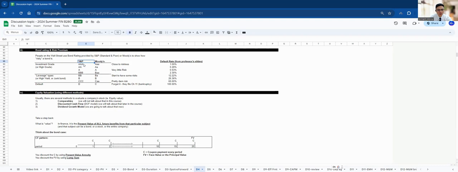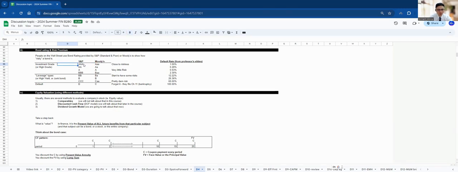The first one is called Standard & Poor's, S&P, and the second one is called Moody's. The third one is called Fitch, F-I-T-C-H. But people usually use the first two more often because they are considered to be more reliable. So S&P and also Moody's, and we're going to focus on these two.